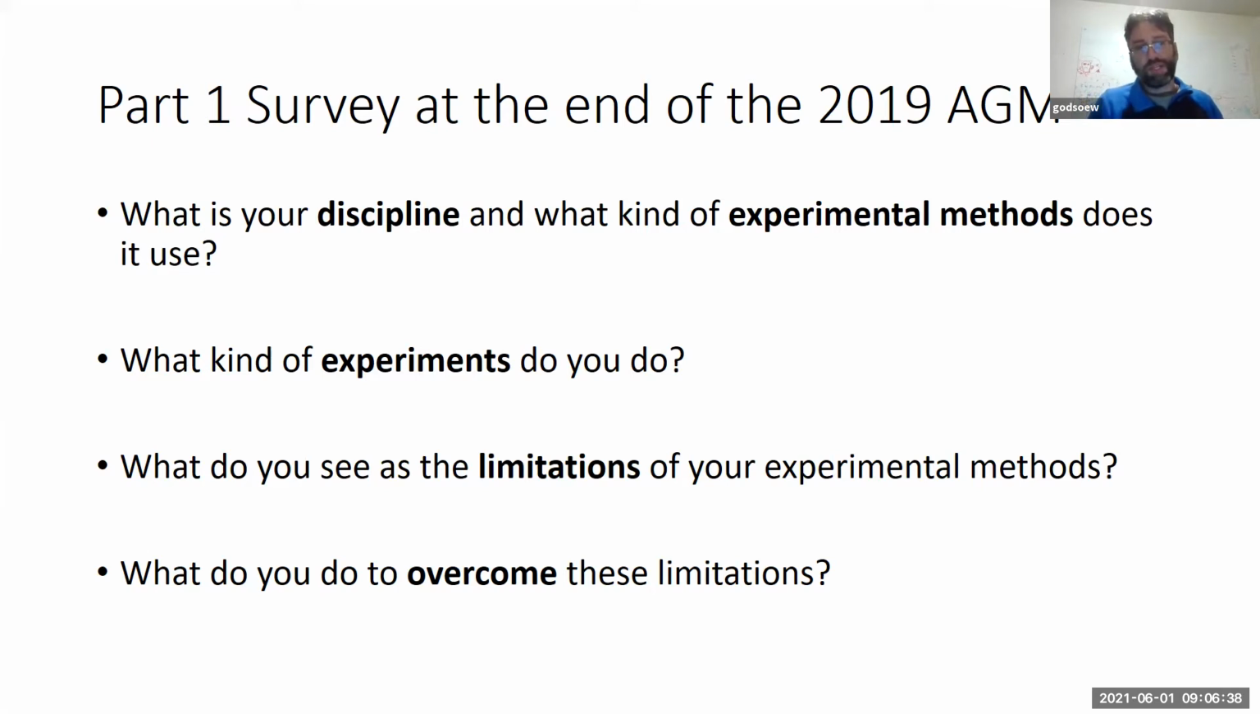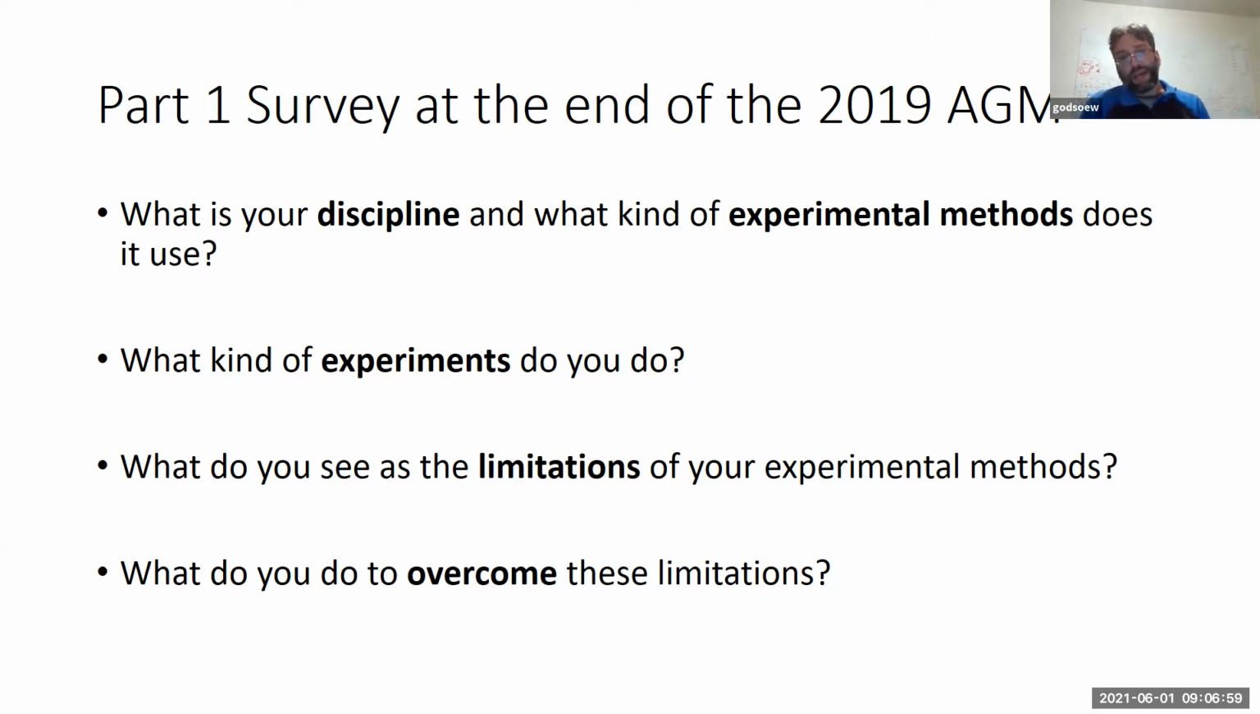So in the survey, we put in 4 questions. What's your discipline and what kind of experimental methods does it use? We wanted to get a feel for where people were coming from for the subsequent questions. We asked people, what kinds of experiments do you do? What do you see as the limits of your experimental methods? And what can you do to overcome these limitations?